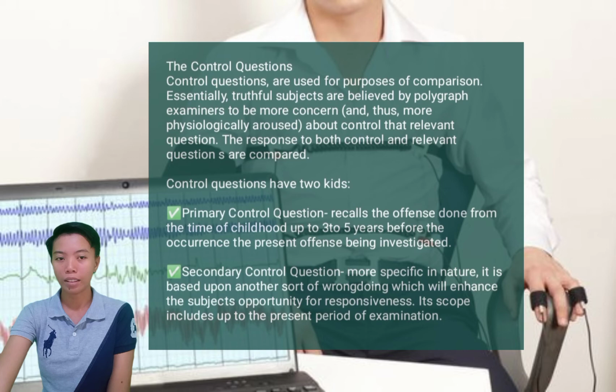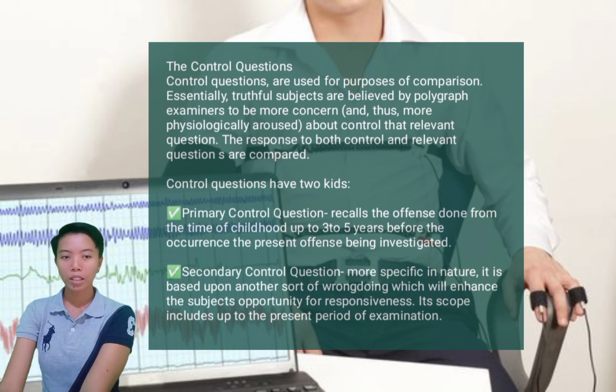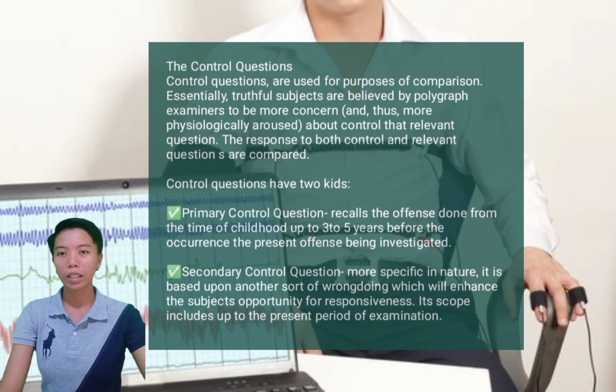Then the secondary control question is more specific in nature. It is based upon other sorts of wrongdoing which will enhance the subject's opportunity for responsiveness. Its scope includes up to the present period of examination. An example of it is: Have you stolen anything in this locality?